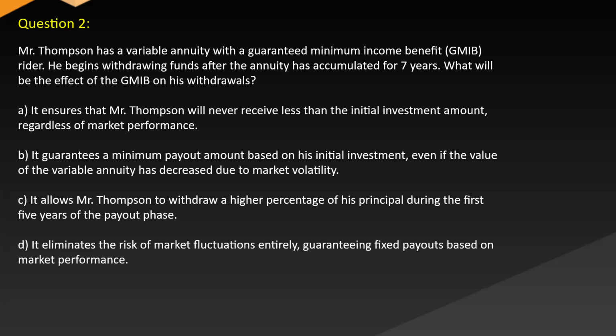A. It ensures that Mr. Thompson will never receive less than the initial investment amount, regardless of market performance. B. It guarantees a minimum payout amount based on his initial investment, even if the value of the variable annuity has decreased due to market volatility. C. It allows Mr. Thompson to withdraw a higher percentage of his principal during the first 5 years of the payout phase. D. It eliminates the risk of market fluctuations entirely, guaranteeing fixed payouts based on market performance.